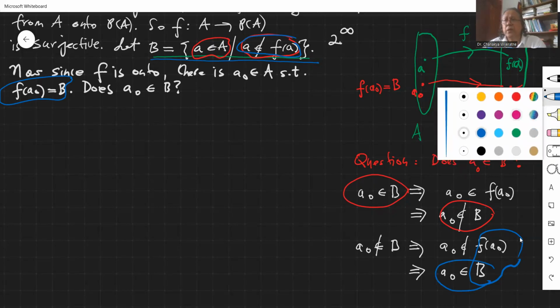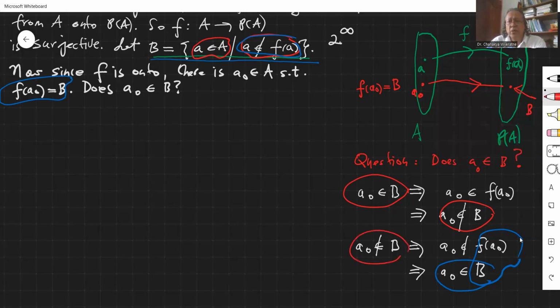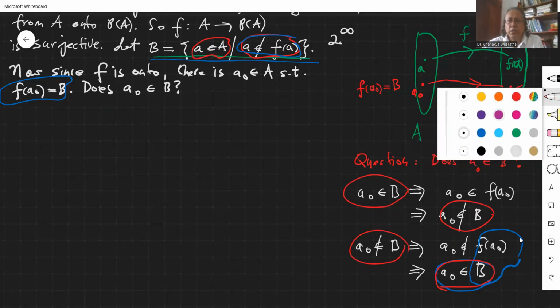So then we have A naught doesn't belong, A naught belongs to B. So A naught doesn't belong to B implies that A naught belongs to B. So we have a contradiction. That means our initial assumption is not true. That means there is no surjective function from A onto the power set of A.